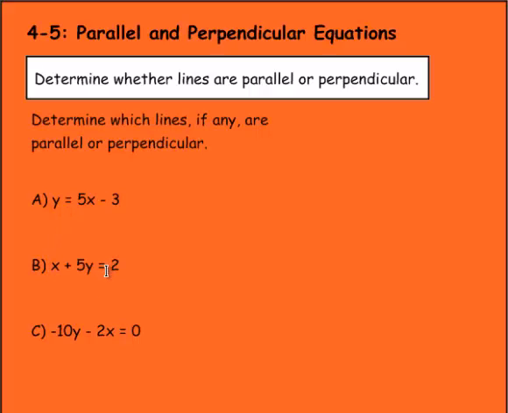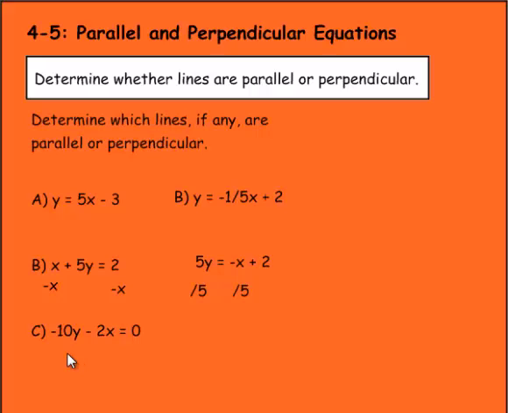Let's see if we can turn these ones into slope-intercept form to find out if the slopes match. So here I have x plus 5y equals 2. So I subtract x from both sides. So if I rewrite this equation, I would have 5y equals negative x plus 2. Then I would divide both by 5. So that would leave me with y equals negative x over 5, or negative 1/5 x plus 2. And here's my slope-intercept equation. So let's write that up here for b so we can compare them.